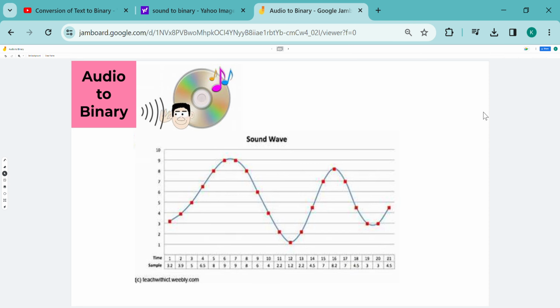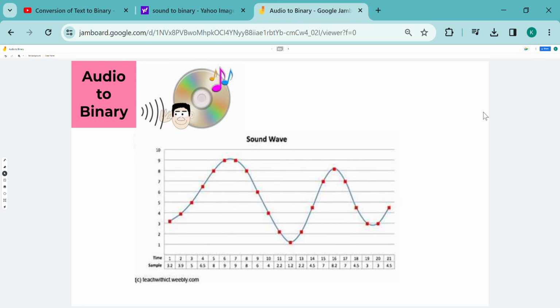Hi dear students, the topic of today's session is how can we convert an audio signal to binary? In our previous classes we discussed how to convert any number into binary, then how to convert any textual data or text to binary, and today's topic is how we are going to convert audio to binary. As it's understood, audios are usually in the form of sound waves.